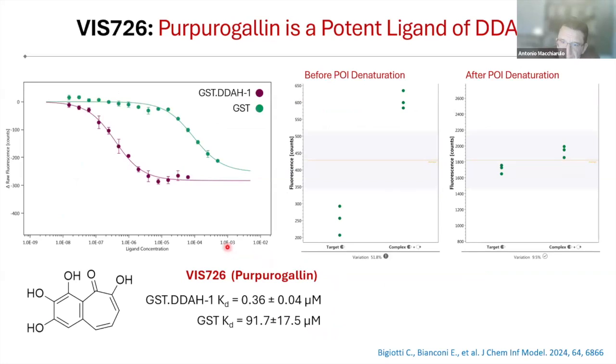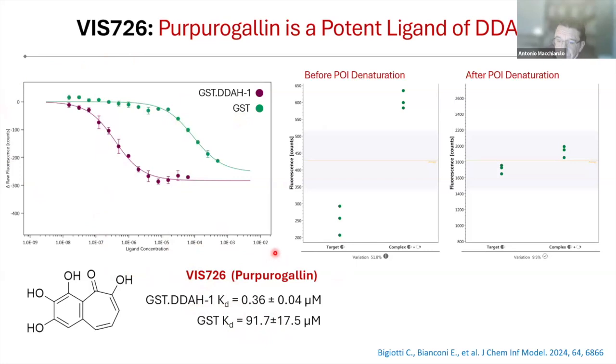As we can see here in the first figures, DDH1 was engaged by this molecule, compound 726, purpurogallin, but also the GST, although the GST shows a KD which is at a very high micromolar level of potency. So that means that the interaction between purpurogallin and DDH1 is quite specific.